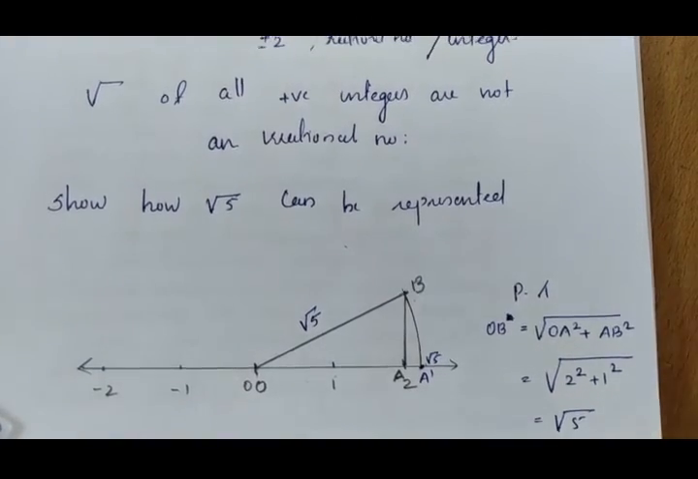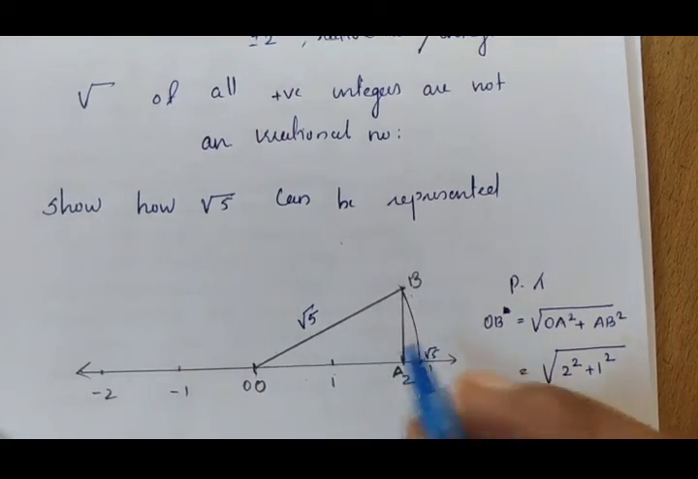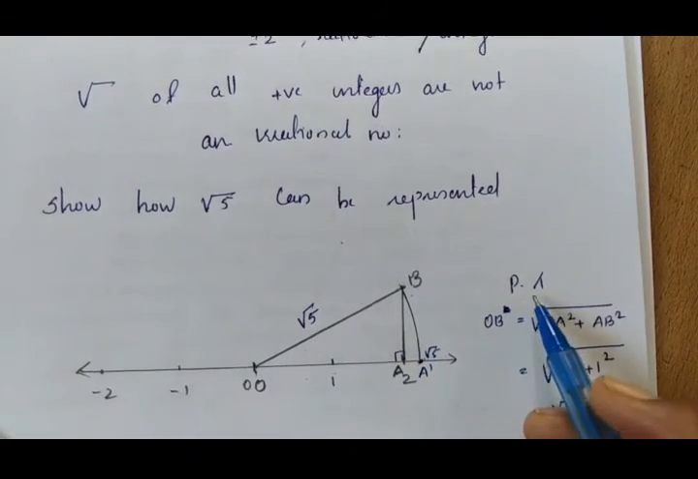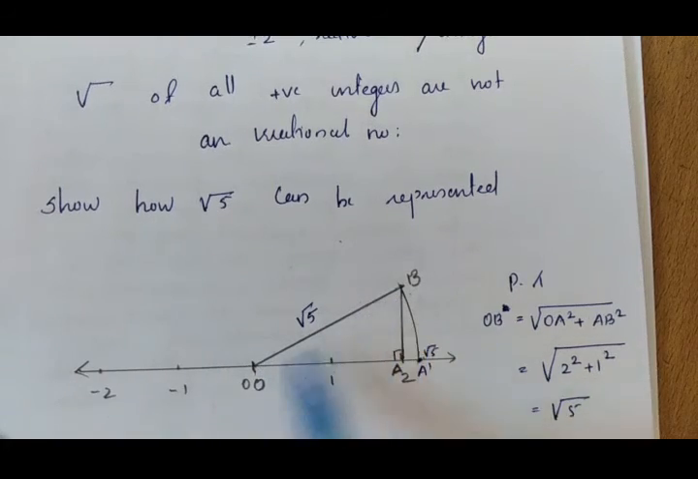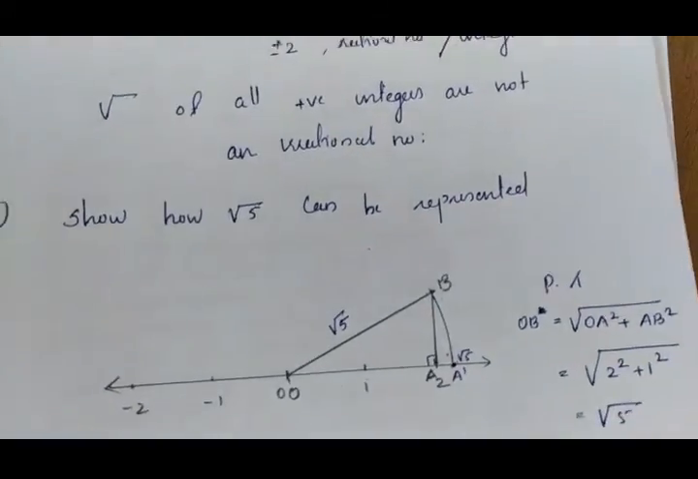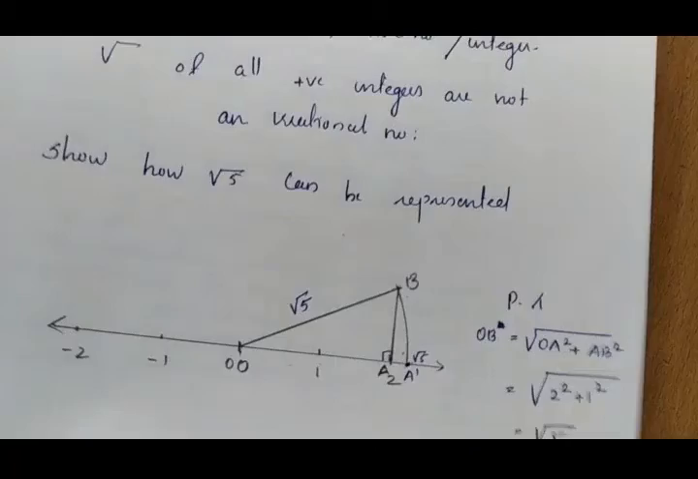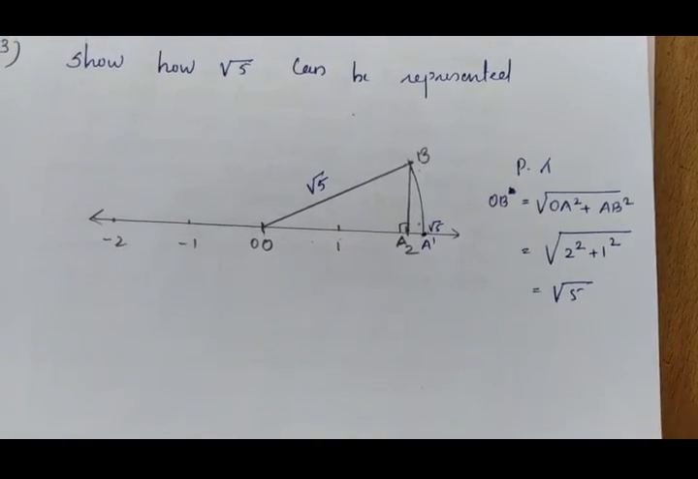So here we discussed how to mark root 5 on a number line. Here we take 2 units as a measurement, and here a single unit. This is a right angle, so we can use Pythagoras theorem. By Pythagoras theorem, we get the value OB, and we take this length and mark a point on the number line. So today we discussed a lot of problems on irrational numbers, which is mentioned as 1.2 in the textbook.